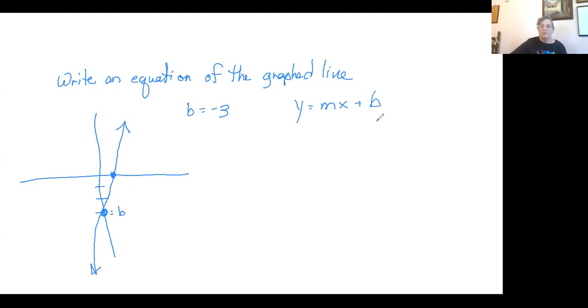We need the slope. We've got b. Well, between this point and this point, if we go up 3 and then over 1, so the slope is up and over. So the 3 goes on the top. So that's equal to 3. So b is -3, m is +3. The equation of the line is just y equals 3x minus 3. That's all there is to it.